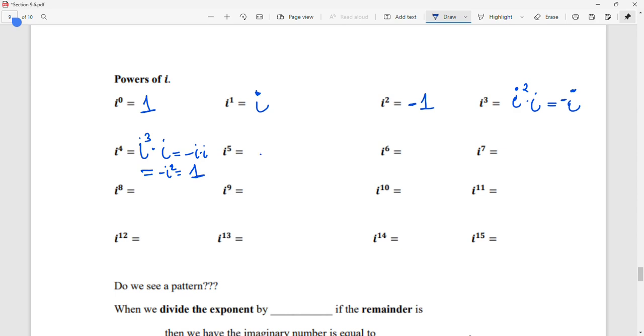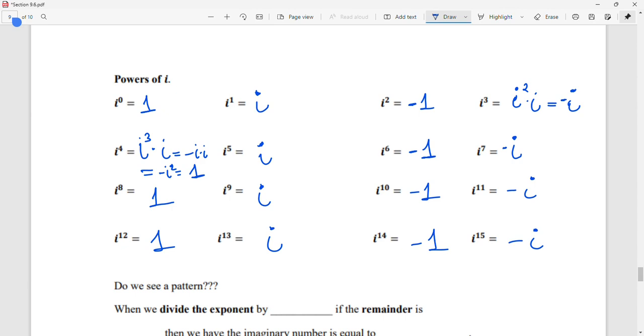If you do i to the fifth, you'll realize that this is going to give us an i. i to the sixth will give you a negative 1. i to the seventh, you will get a negative i. So there is a definite pattern, and you'll see it repeat as 1, i, negative 1, negative i, 1 again, i, negative 1, and then negative i. So there's a definite pattern for powers of i.